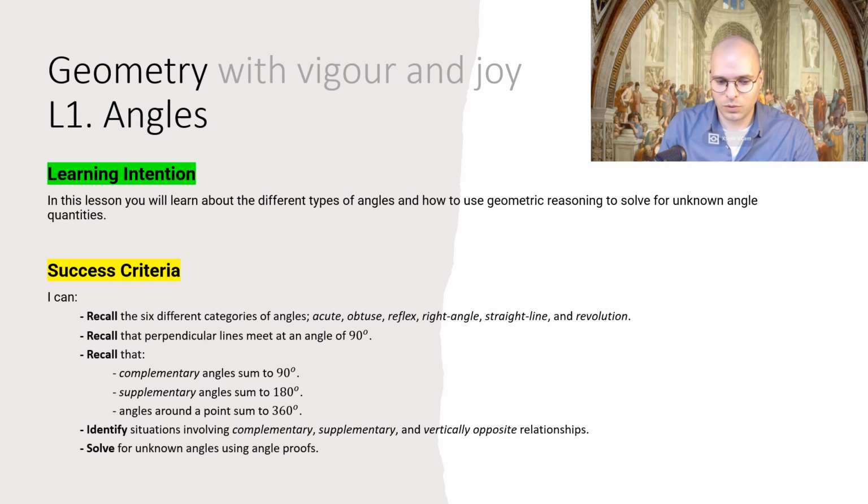You should be able to identify situations involving complementary, supplementary, and vertically opposite relationships. And finally, you should be able to solve for unknown angles using angle proofs. If you're still unfamiliar with these, go back, rewatch the videos, and re-practice the questions until you're familiar with all of these success criteria here.